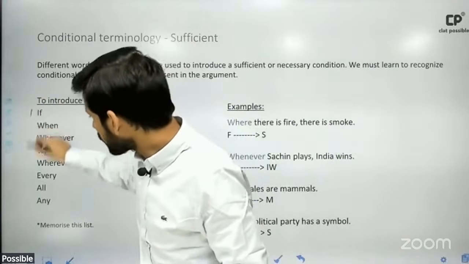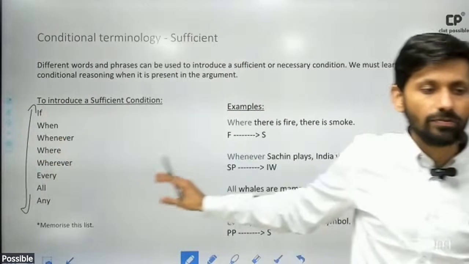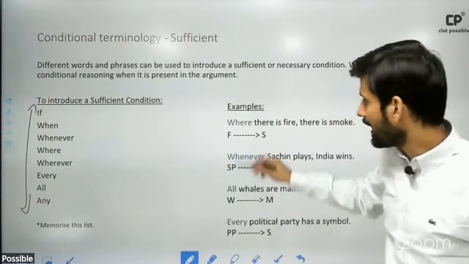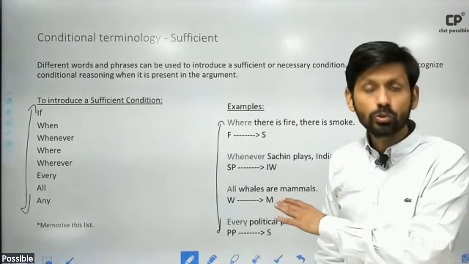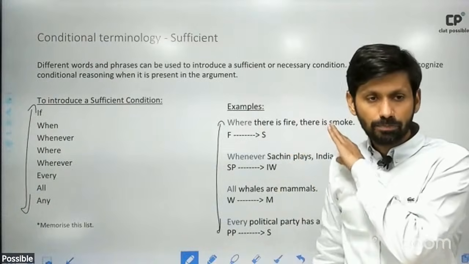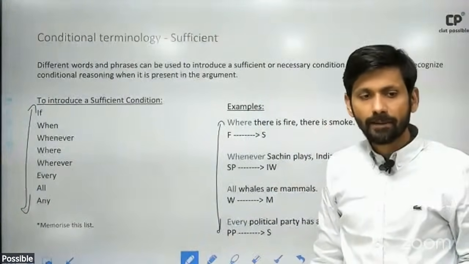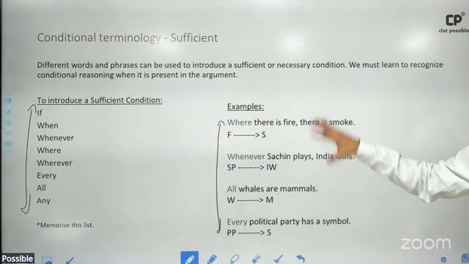So we have to we must know the sufficient वाले words: if, when, whenever, where, wherever, every, all, any, and then these are the examples. So what I'll also do is I'll give you this presentation. I will link this in the video today. Okay, so these are the examples.